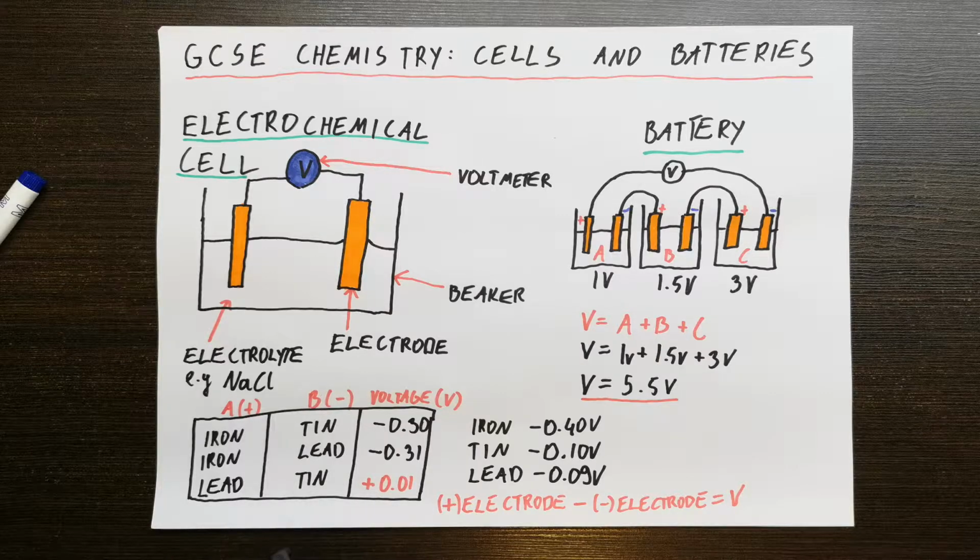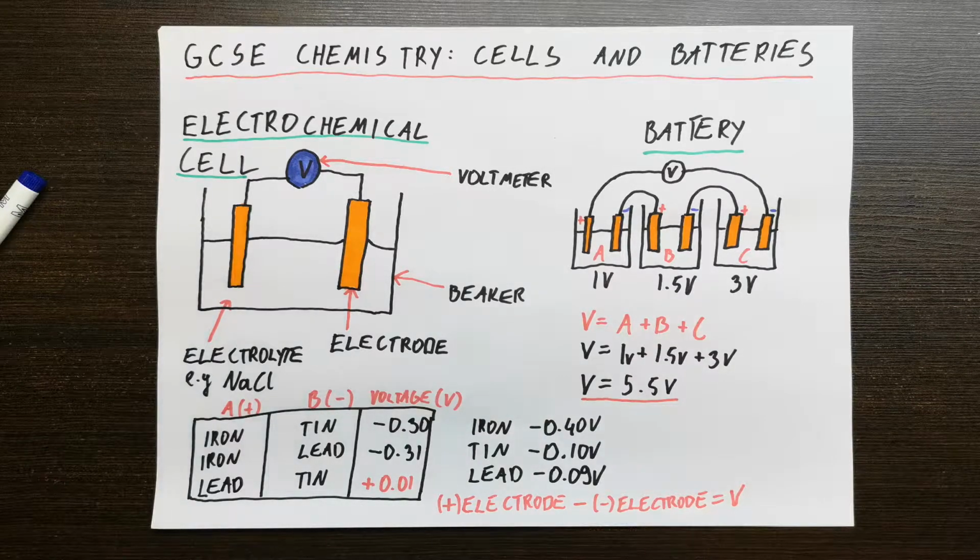If we use lead in the positive electrode and tin in the negative electrode, that checks out because we have lead at minus 0.09 volts, and we have tin at minus 0.10 volts. So minus 0.09 minus minus 0.10 will give us plus 0.01. So this is, guys, the way we can predict all these different voltage values, and that's quite useful, especially if, say, we wanted to design a battery that runs at a particular voltage. I mean, this concept is used in the industry quite a lot, so this is a useful thing to know, guys.